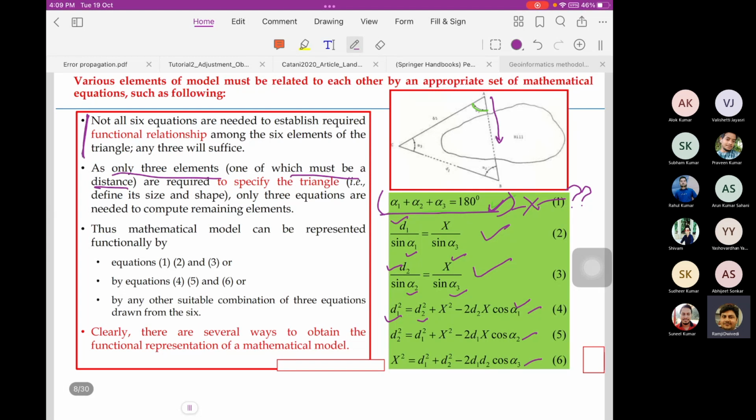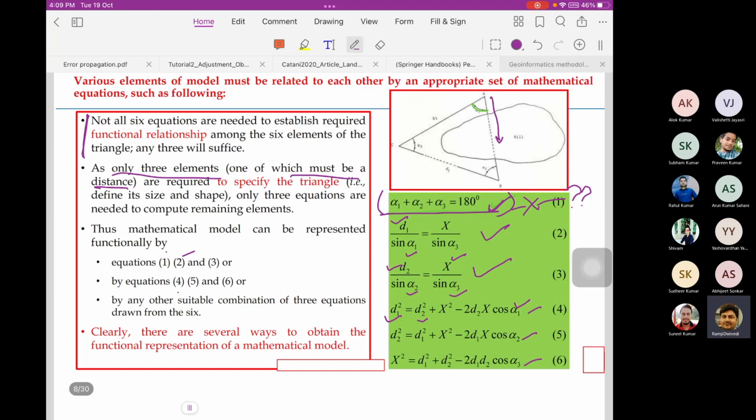And mathematically you can use 1, 2 or 3, or 4, 5 or 6, or any other suitable combination of these 6 equations. There are clearly several ways to obtain the functional representation of the mathematical model.